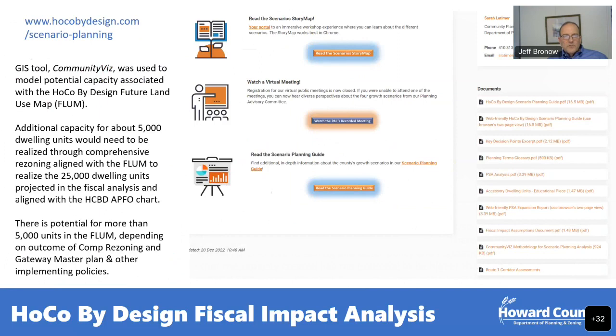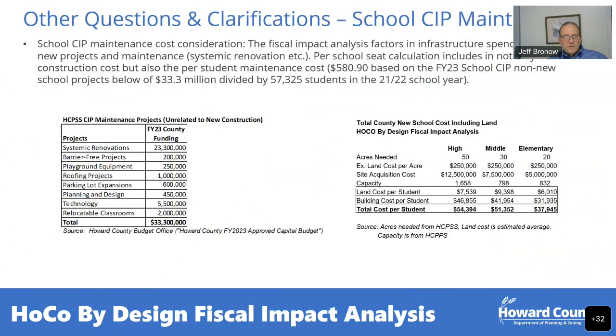And so if you're interested in further detail about the actual capacity generated from the FLUM, we have on the HOCO by Design website a document called Community Viz Methodology for Scenario Planning. We've done some scenario planning, and there's a GIS plugin called Community Viz that looks at modeling future changes in the various activity centers. I'm not going to go into detail on that now, but that is available if you want to take a look at that. There's a lot of information on the HOCO by Design website. We've been doing this for two plus years now, and so there's all sorts of good information about the analysis behind a lot of these numbers that you're seeing.